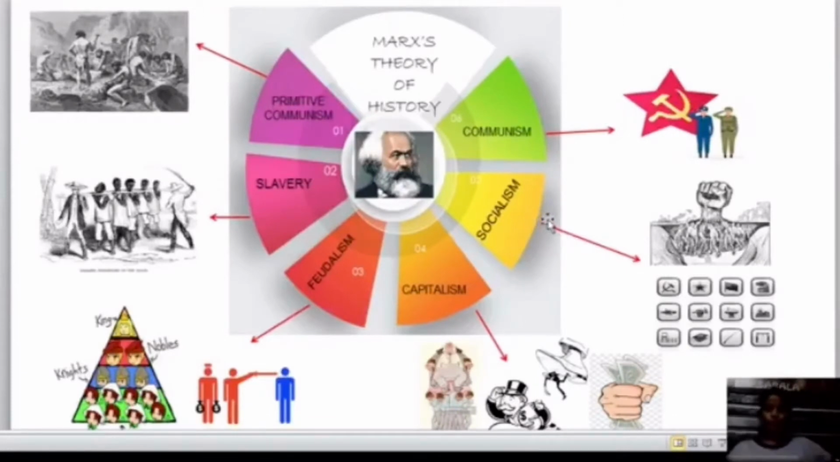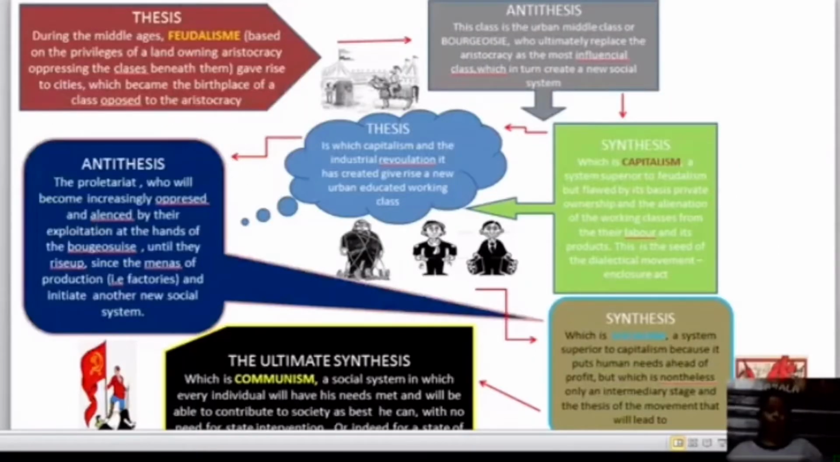Production is planned, as is the rate of investment, with the profit motive and the free market eliminated as guiding forces for the economy. The dialectical process continues until finally the state withers away and pure communism prevails. So this is what I explained previously.